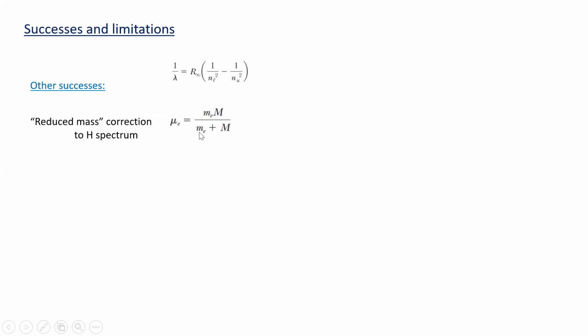And then that is going to affect the mass that we put into the Rydberg constant here, and so it's going to affect the wavelengths that are predicted for hydrogen. It was found, when the hydrogen spectrum was measured with more accuracy, that this reduced mass reproduced the lines a little bit better than the mass of the electron itself. So that's good for the Bohr model.